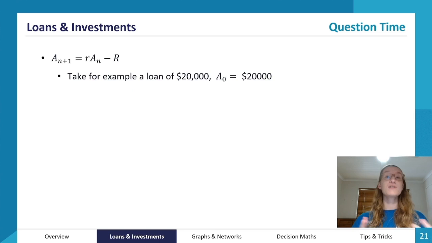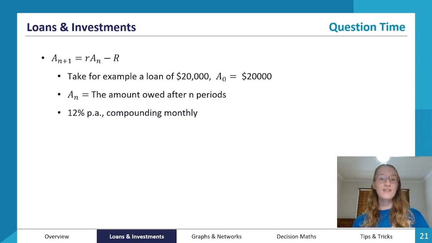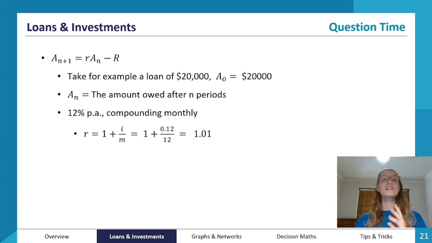So there's our formula. So take, for example, a loan of $20,000. The initial value of this loan is $20,000, and An is still the amount owed after n periods. And in the case of this loan, they are being charged 12% per annum, which is a lot of interest, and that's compounding monthly. So this person is going to want to pay off their loan as quickly as possible so they don't have to pay as much interest, because the longer you leave your loan unpaid, the more time that the bank or the lender has to charge you interest.